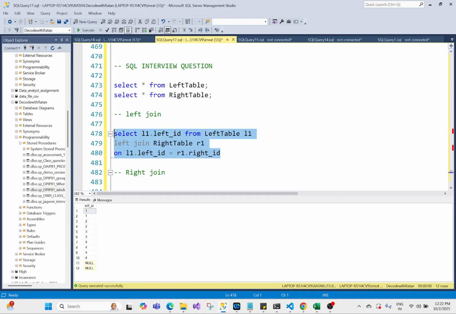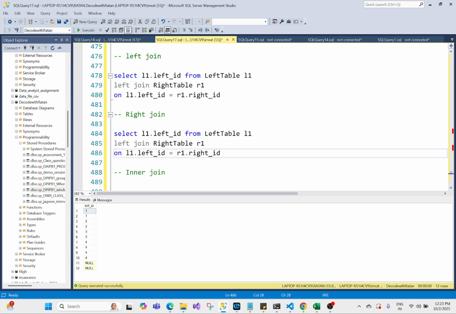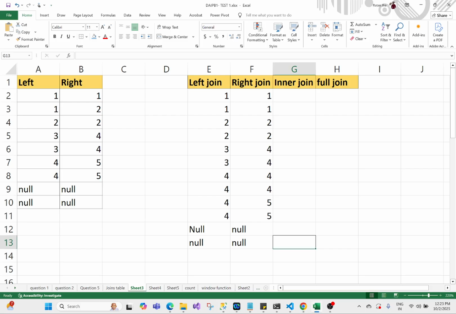Let's again move to SQL. Write the query for this. I'm copying and pasting this, and instead of left I am writing right join. And instead of L1.left ID, what column do I want to select? R1.right ID. Now let's see the output. So 1 came 2 times, 2 came 2 times, 4 came 4 times, 5 came 2 times, and then 2 times null. Same as our Excel sheet.